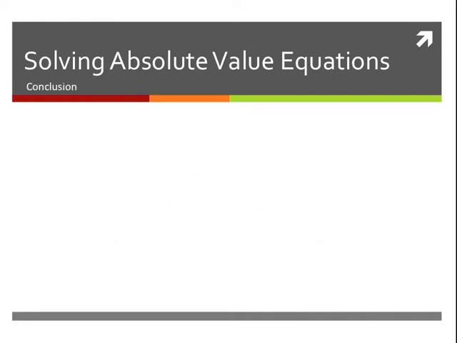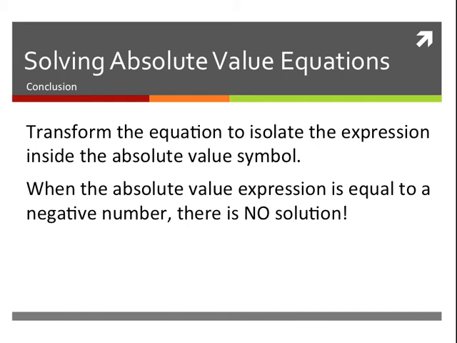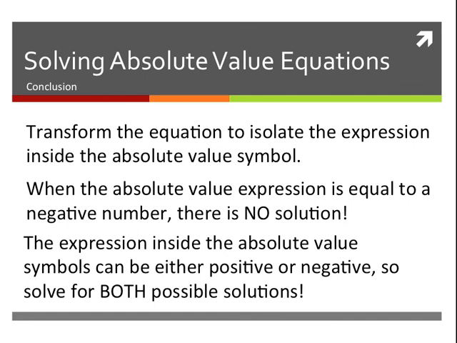So in summary, we have three things to concern ourselves with when solving absolute value equations. First, we need to change or transform the equation such that the absolute value symbol is isolated to the left or the right of the equals. It's by itself. Next, we need to check whether or not the absolute value expression could possibly be equal to a negative number. If it's set up that way, then there is no solution, because that is contrary to the definition of absolute value. Thirdly, the expression inside the absolute value symbols can either be positive or negative, so we should be solving for both solutions.